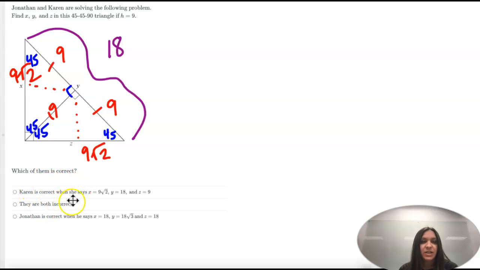So let's see who's correct. Karen is correct when she says x equals 9 square roots of 2. Y is 18. And Z is not 9. Karen is not correct. And then here x is 18. Nope. They're both incorrect again. Bummer.